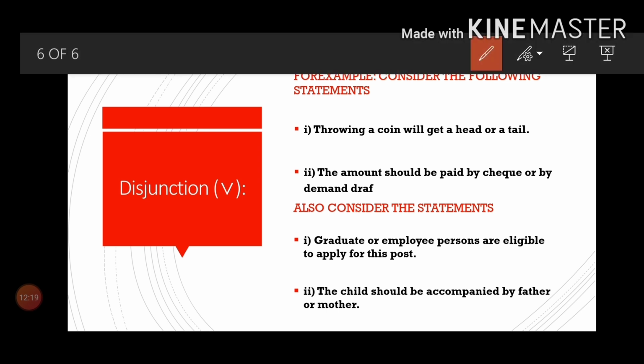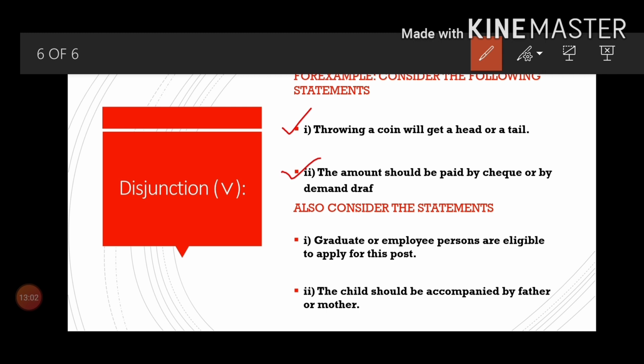For example, consider the following statements. Question number 1: throwing a coin, we will get a head or a tail. Second: the amount should be paid by cheque or by demand draft. In the above two statements, 'or' is used in the sense that only one of the two possibilities exists, but not both.